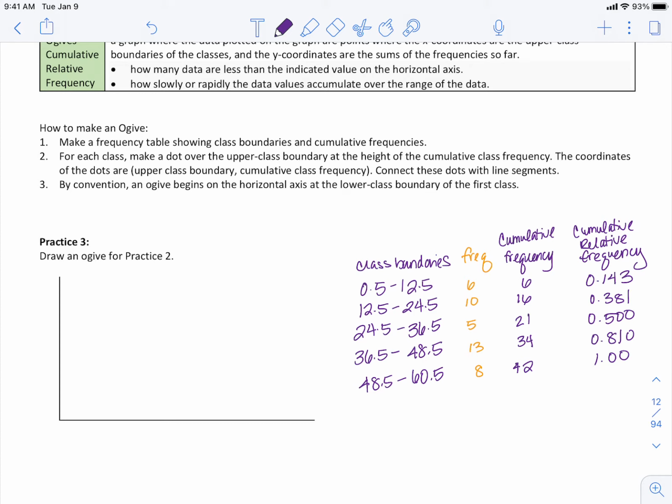Now, if you want to write these as percents, remember you could always multiply by 100 for the percentage value. Okay? So let's draw the ogive here. My x-axis is still the months. So we have 0.5 to 12.5, then 24.5, 36.5, 48.5, and 60.5.